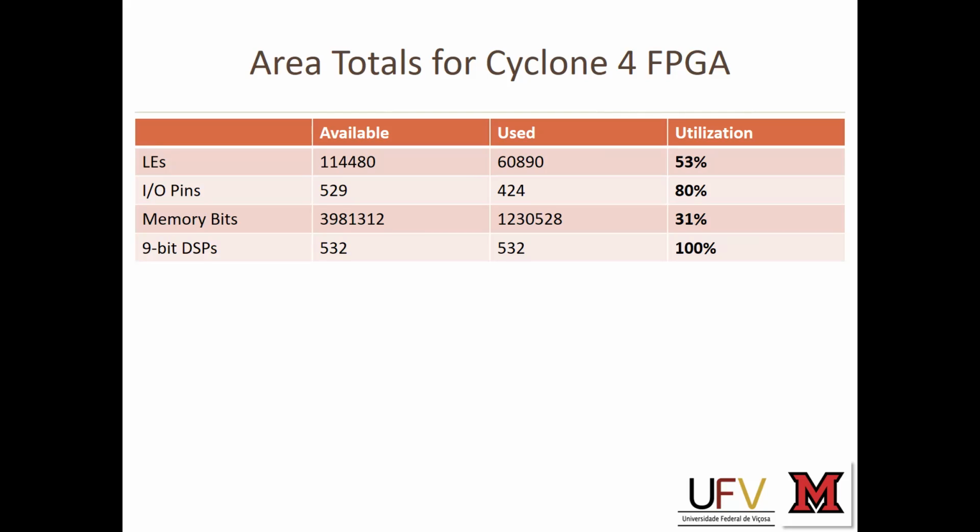And so the most interesting thing from this table to note is that our implementation used 100% of the 9-bit DSPs, all the multipliers basically. And that's sort of the limiting factor in the implementation of our algorithm so far, is we can't replicate these without more DSP blocks. So it's a very DSP heavy implementation. So that's the area perspective.